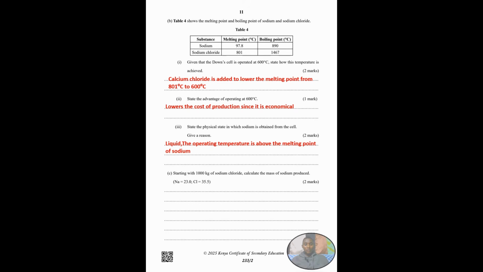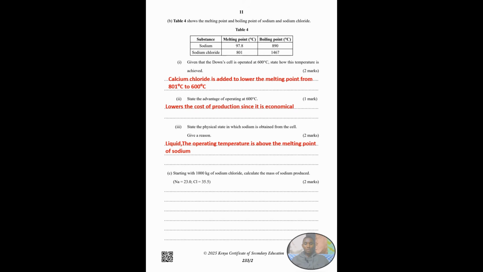Part C of the question, starting with 1,000 kilograms of sodium chloride, calculate the mass of sodium produced. So we have 1,000 kilograms of sodium chloride, and we have to calculate the mass of sodium that was produced within that sodium chloride, using 1,000 kilograms of sodium chloride.